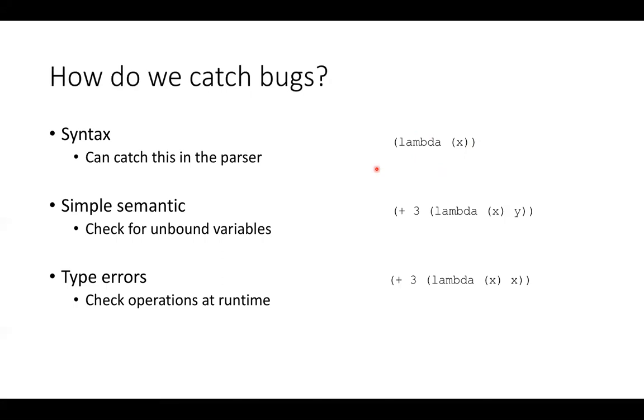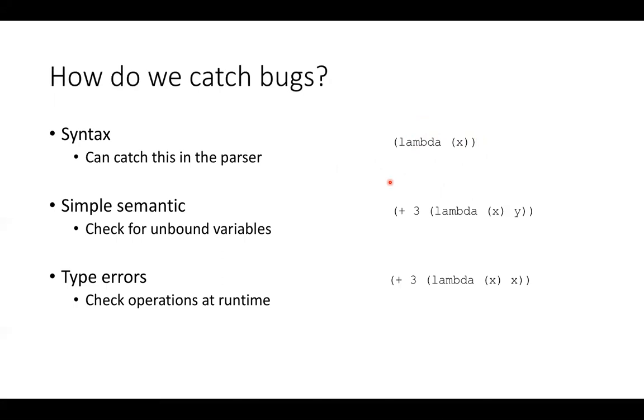Here's a little program, and it's just missing some parts. So the parser will throw some sort of error here and it'll tell us, hey, that was not correct. Syntactic bugs are super easy to find, usually, although sometimes those missing semicolons can really confuse the parser.